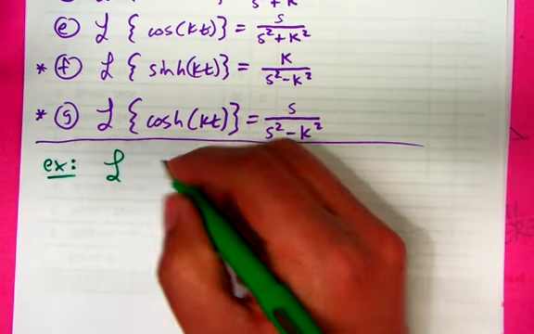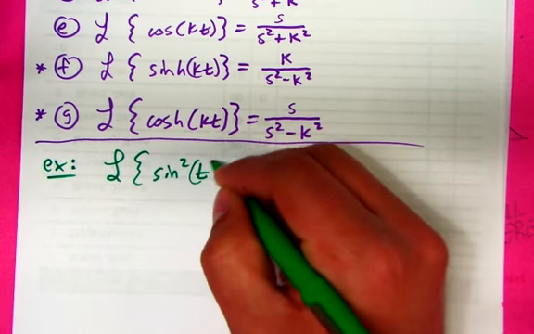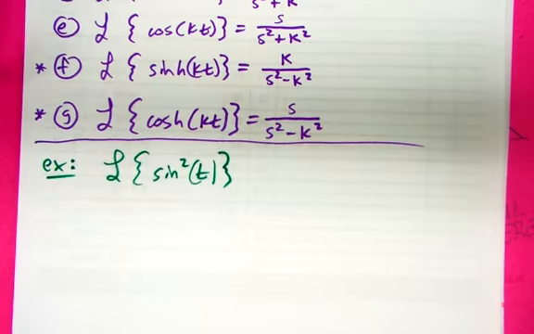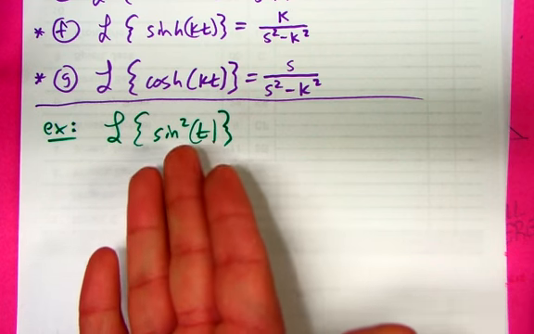Laplace transform of sine squared t. You've got about 19 minutes. I'm sure you can figure it out. Is it 2 over s squared plus k squared? Okay. The 2 is right. Well, there's clearly a 2 right there, so you know.